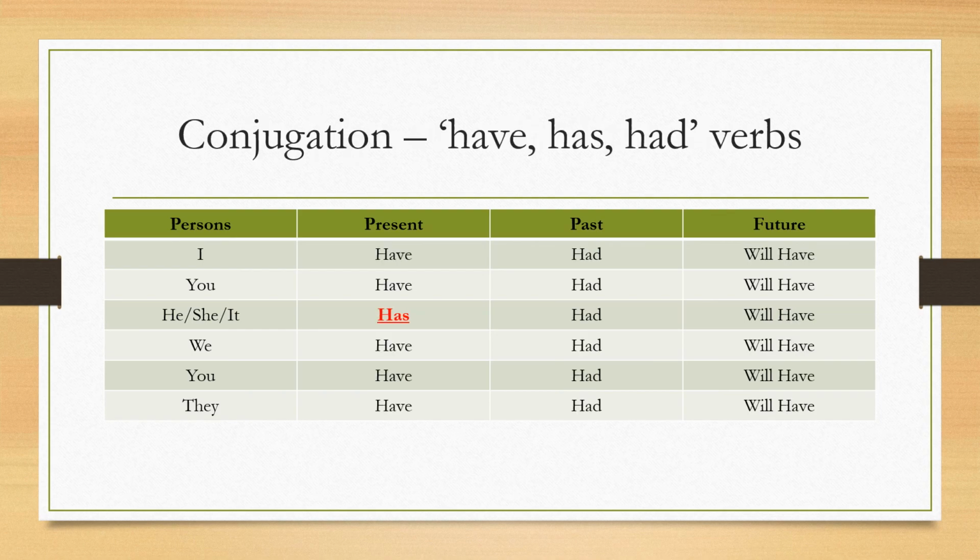Conjugation of have, has, had verbs. We need to remember 6 people. And here the change happens only in the present tense with the person he, she, it. For example, he has a coin and I have a coin. Everything else remains the same. They have a coin. They had a coin. They will have breakfast. So these are some examples. The only change we need to understand here is in the present tense for the person he, she, it has breakfast.